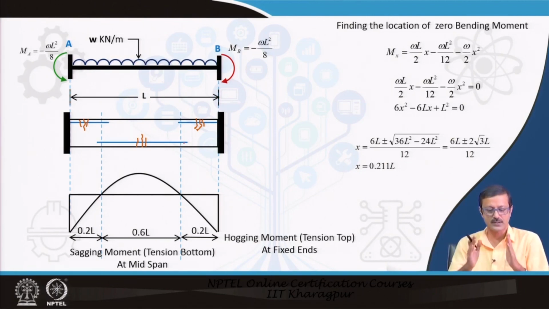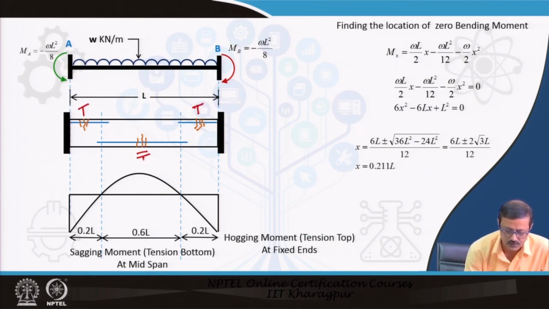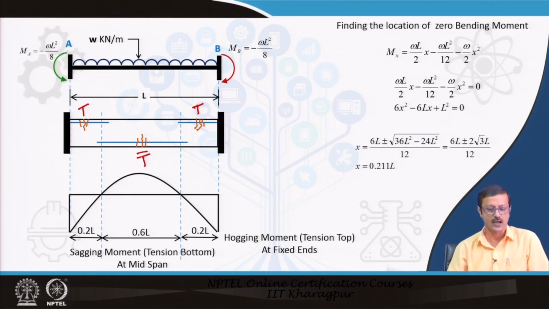Whereas in the 60% of the span length where there is a sagging moment, the tension is in the bottom. So, if it is a concrete beam, we are expecting some tensile crack in the bottom fiber. The crack I have drawn here, you see, is in the bottom because of the tension. This is the tension zone, this is the tension zone. So, the crack is going to appear.